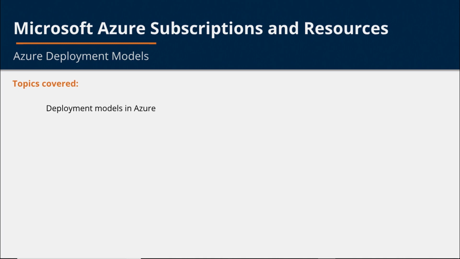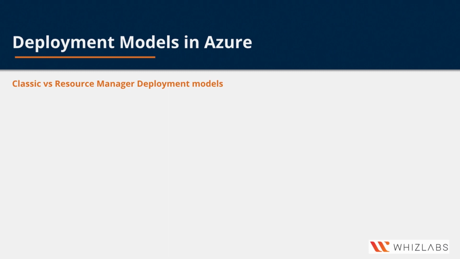Hello everyone. In this video, let's try to understand the two different deployment models in Azure. There are two different ways in which you can deploy your resources in Azure. They are the classic deployment model and the Azure Resource Manager deployment model. They both represent two different ways in which you can deploy and manage your resources.